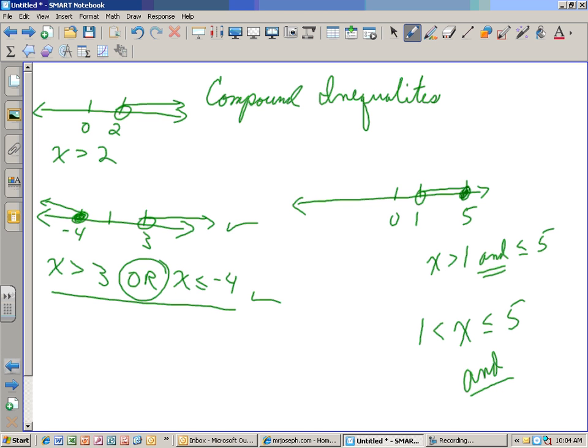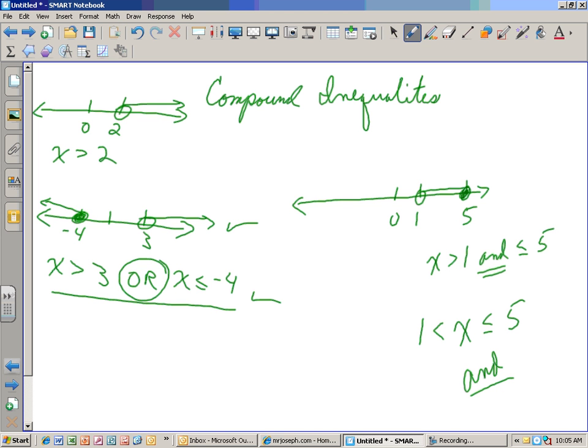Okay. Yes, Austin? So for the OR solution, you don't connect the graph. That's correct, you do not connect them. You're going to have arrows when you have an OR statement. Okay, does that make sense?